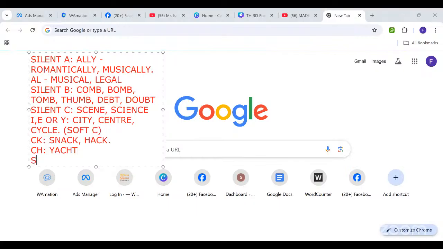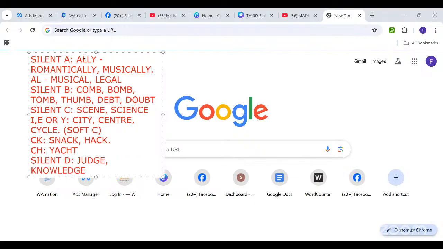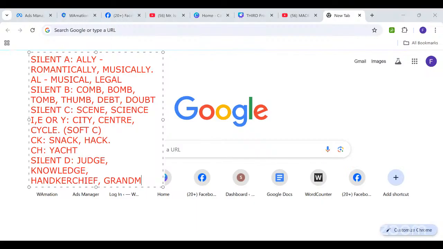So let's go to silent D words. Letter D is very quiet when we have it in front of letter G, like in words like judge, knowledge. The sound of the letter D, rather, will not be heard. Another is words like handkerchief, grammar. So we don't say grandma, we say grammar.